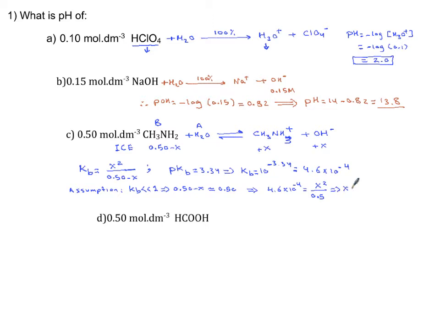x is your hydroxide concentration, and it's this time the square root of 0.5 times 4.6 times 10 to minus 4. pOH is the negative log of x. Now let's calculate what this x value is, and this x is 0.015. The negative log of 0.015 is 1.82. Finally pH is 14 minus 1.82, and it's equal to 12.18.